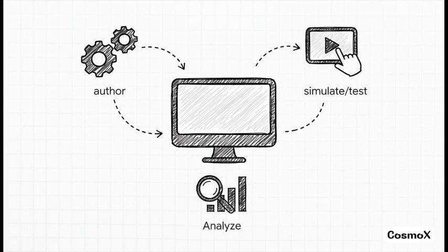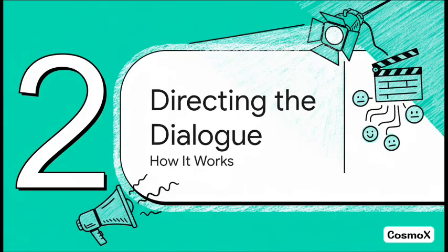So at its core, Dialogue Lab is a tool built for creators. You can think of it like a unified workbench, a single place where a designer or a researcher can author, simulate, and then test these really complex group conversations with both humans and AI. It's basically a simulator for social dynamics. Okay, so how does this thing actually work?